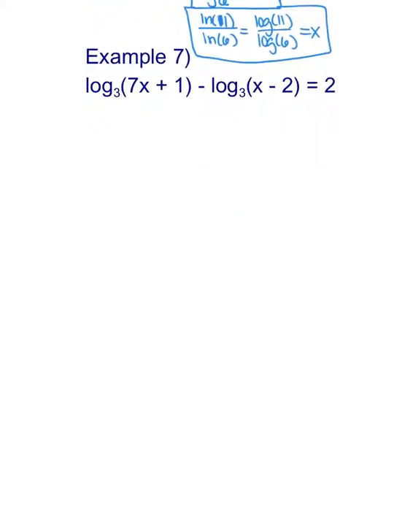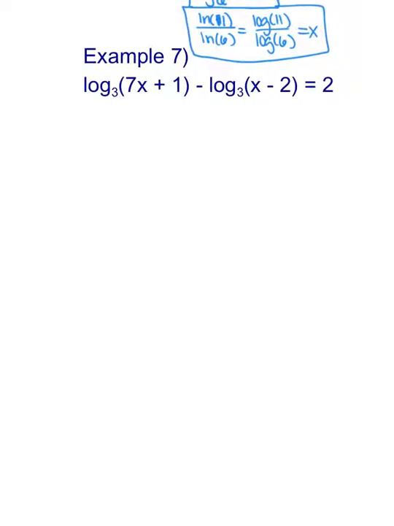All right, let's look at example 7. It looks like it's going to be jazzy. So I have log base 3 of 7x plus 1 minus log base 3 of x minus 2 equals 2. So here I've got 2 logarithms on the left-hand side. I'm going to need to condense these down to 1. Since I'm subtracting, I know when I condense down to 1 log, I'm going to have to take 7x plus 1 divided by x minus 2. And now I have log base 3 of 7x plus 1 over x minus 2 equals 2.